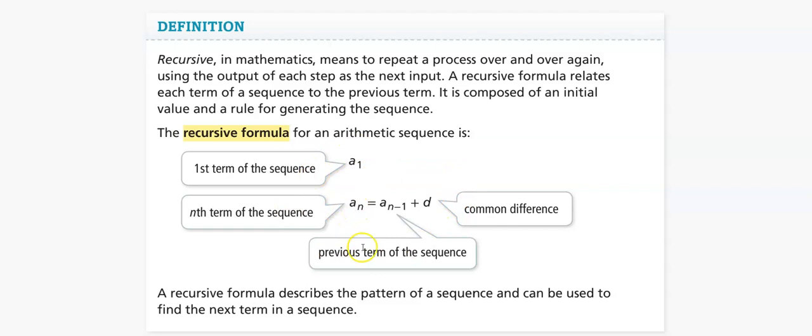And the way that we use this formula is you would find the next term in consecutive order, and then you would use that answer to find the next term in the sequence in consecutive order, and then you'd use that number to find the next one. So it's like this repeated formula that we use over and over again to find the pattern of a sequence. Okay, so let's show you what that looks like.